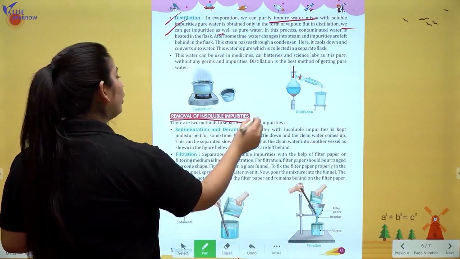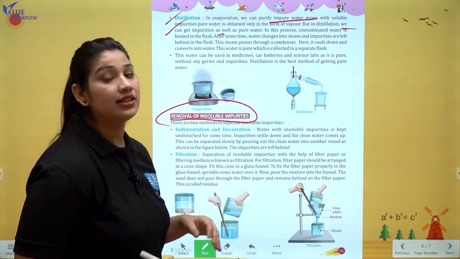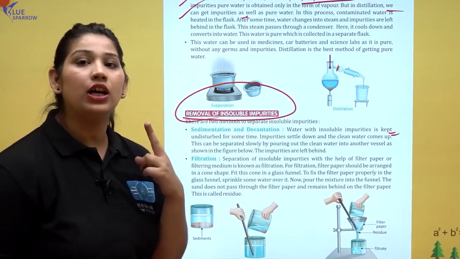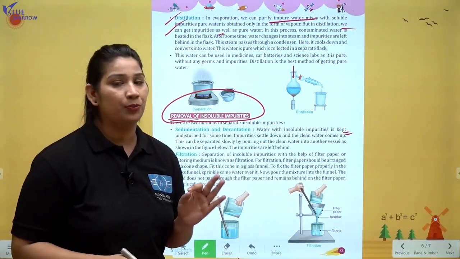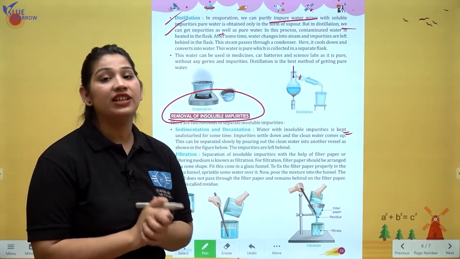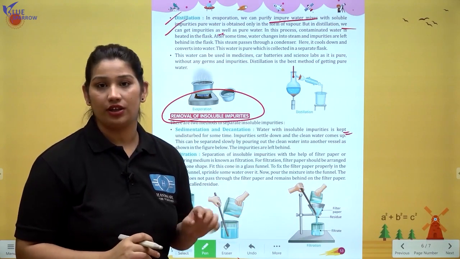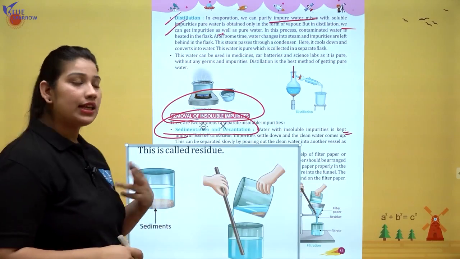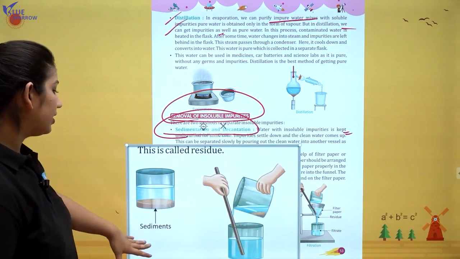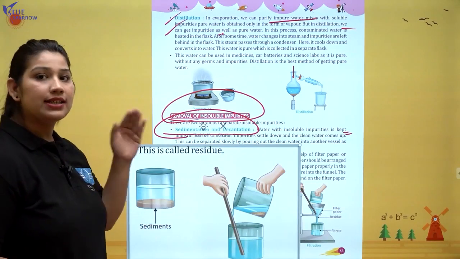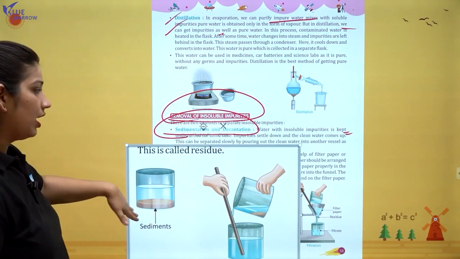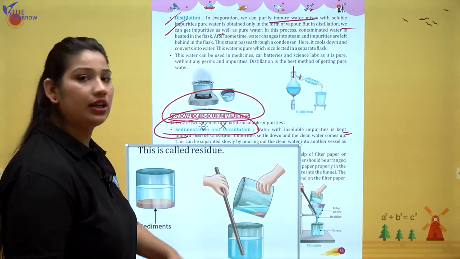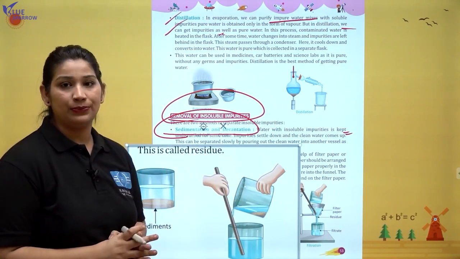Next comes up removal of insoluble impurities. There are two methods of removing insoluble impurities. Insoluble impurities means which do not get dissolved in water. The first method is sedimentation and decantation. Water with insoluble impurities is kept undisturbed for some time. Impurities get settled down and water comes up. After some time, this can be separated slowly by pouring out the water into a clean container.